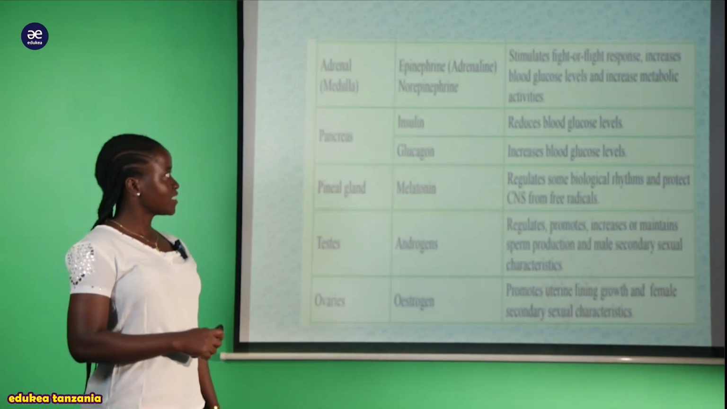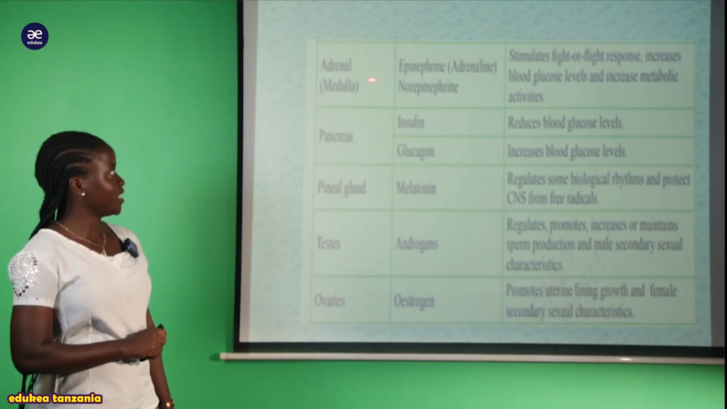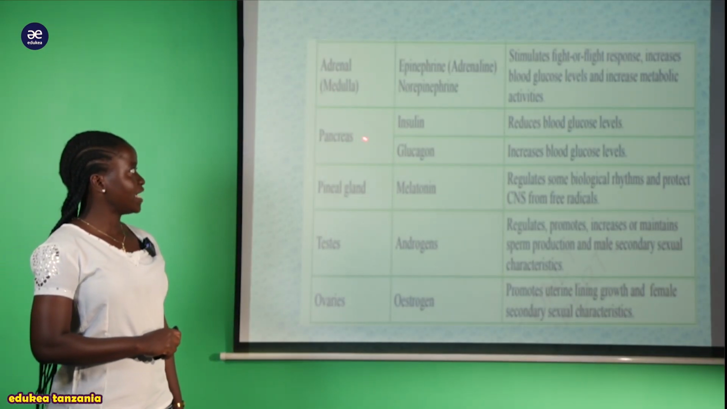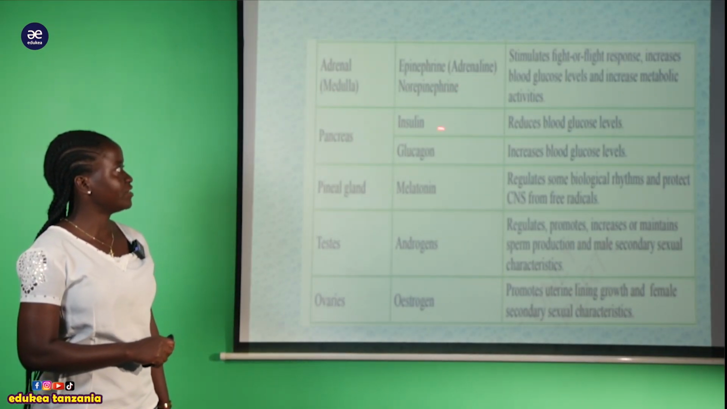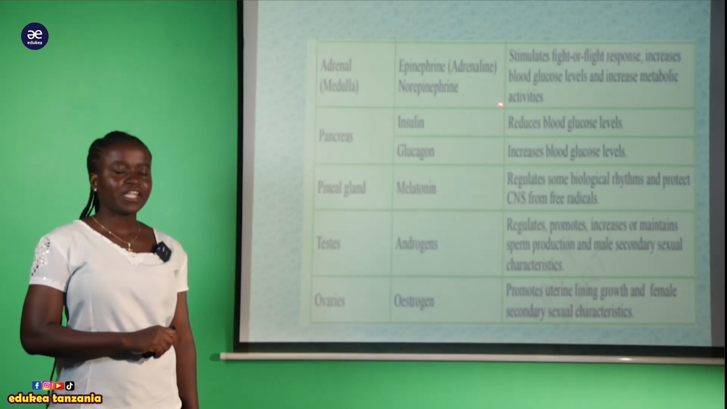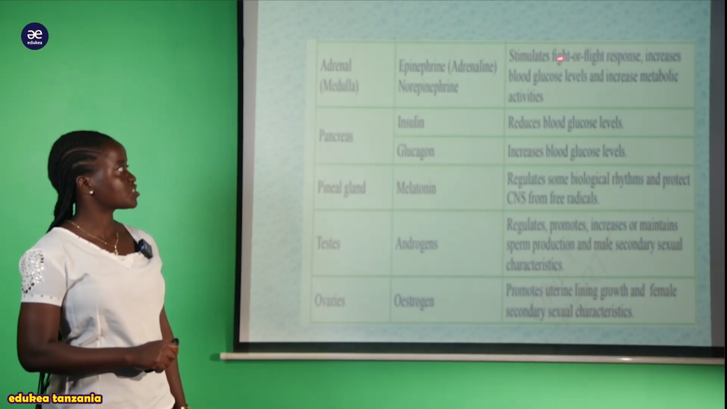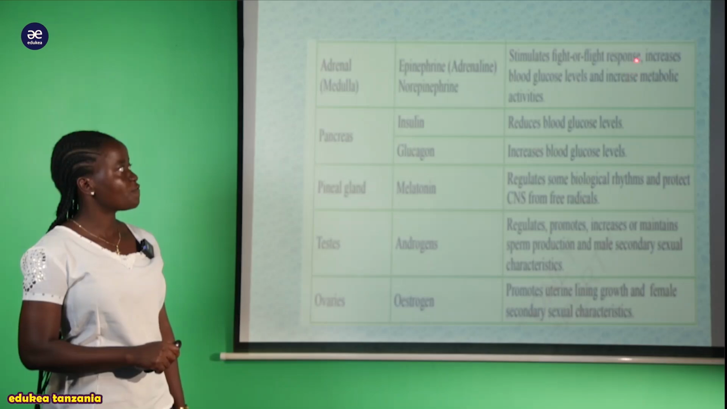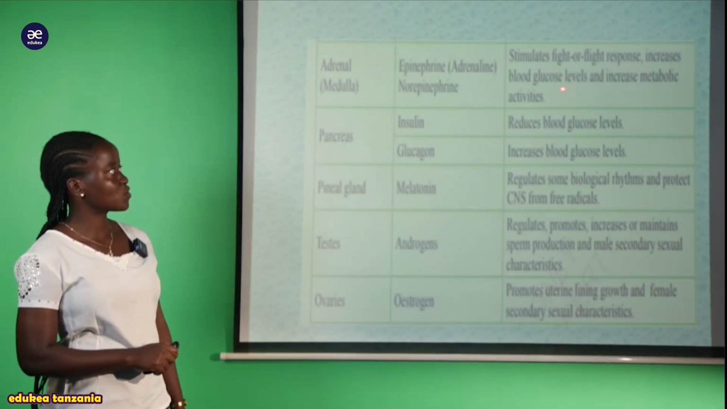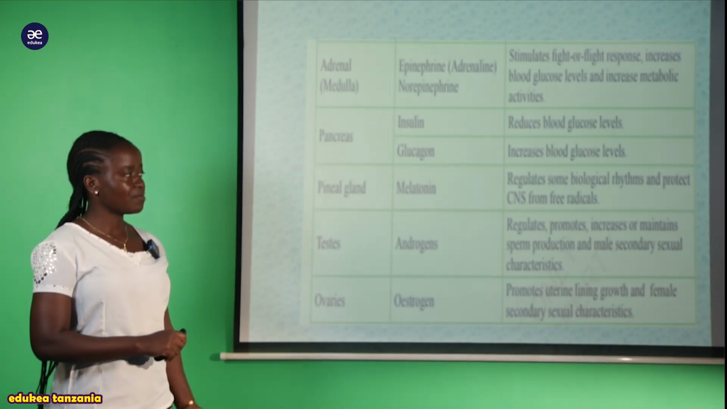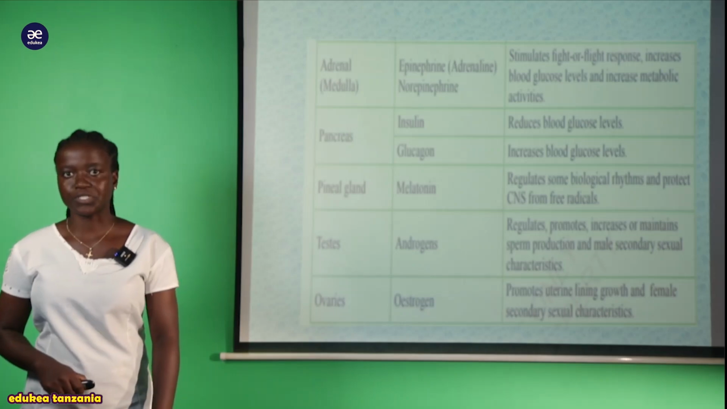And also we have another gland which is called the adrenal medulla. This adrenal medulla helps to produce adrenaline hormone. This adrenaline hormone is responsible for stimulating the fight response, increasing the blood glucose level, and increasing metabolic activities of the body.